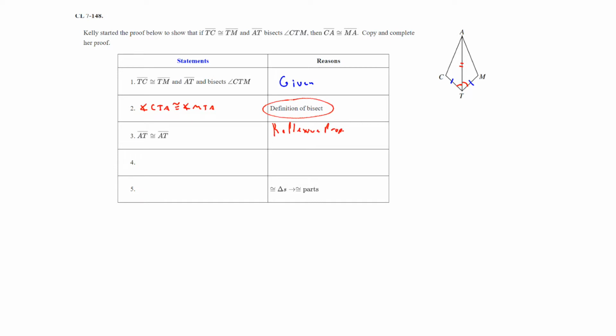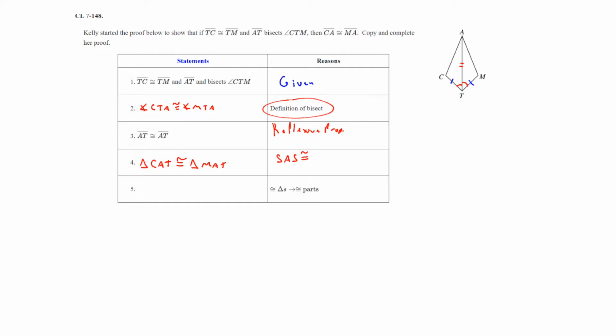Alright, and then number 4, they're both blank. But where do you go from here? Well, you have a side, an angle, and a side. So we can now say that the 2 triangles are congruent. So triangle CAT is congruent to triangle MAT. Alright, and we know that because of the side, angle, side congruency.